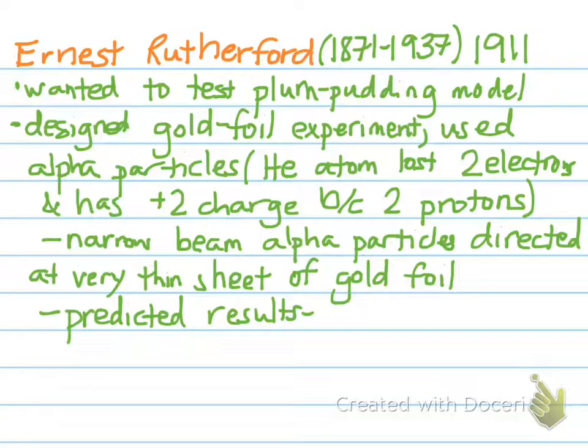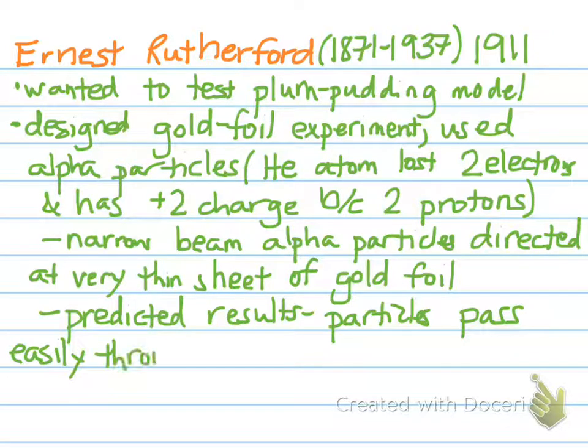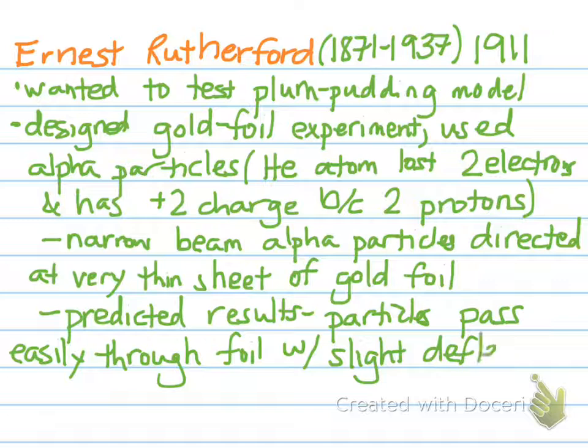should be that these alpha particles pass easily through the gold foil with maybe a slight deflection, because maybe they're a little bit deflected by this positively charged material, because remember our alpha particles up here, these alpha particles, they have a positive charge. So he says maybe they're going to be deflected a little bit.